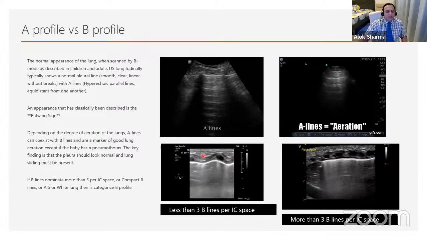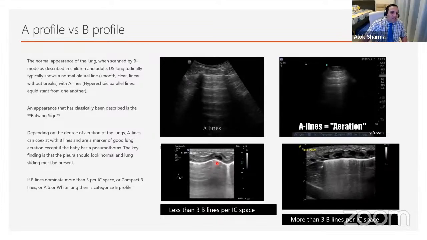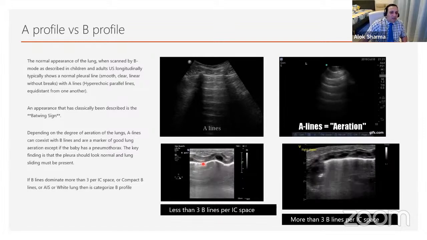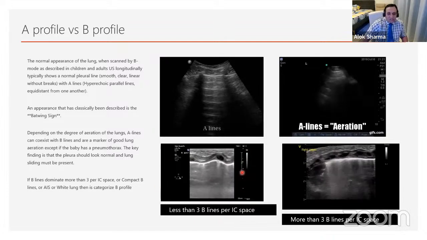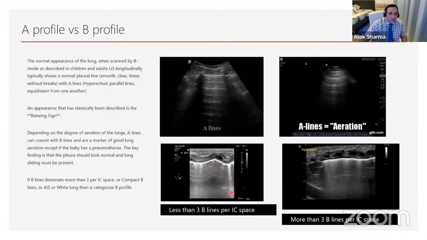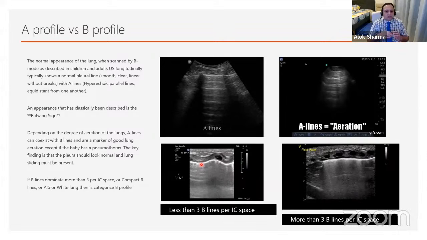Now, suddenly over here, you've got A and B lines which coexist. But if you look at this intercostal space, I can probably only see one B line that actually goes to the bottom. This stops here. This is probably a comet tail. So actually, if I just look at this intercostal space, there may be two B lines I can see. They're not three. So they're less than three B lines per intercostal space. So while you can see B lines here, this is still an A profile. It's well aerated lung. And actually, if you were to get this baby to cry, then really what you might see is these B lines disappear completely.